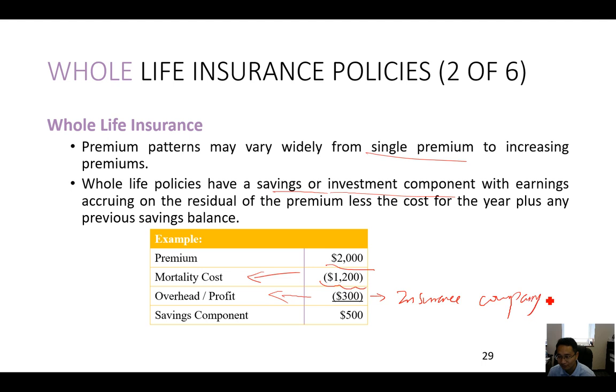So they are for profit, okay? They need to make profit, and then you kind of overpay $500. This $500 will earn maybe 5% return, right? Every year that will equal $25, right? If you choose some investment, then you will continue.